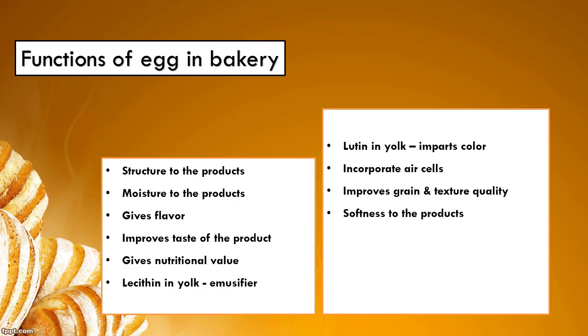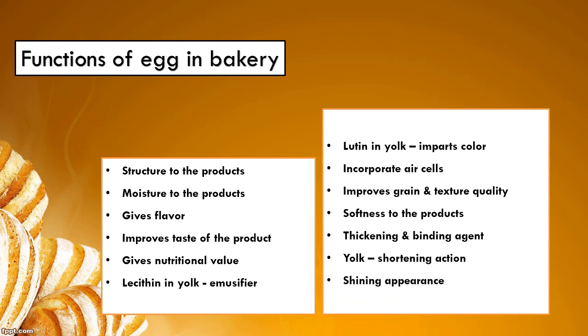Use of eggs provides softness and also acts as a thickening and binding agent. Naturally, egg yolk has shortening power. Other than the above mentioned functions, it also gives a shining appearance to the finished products.